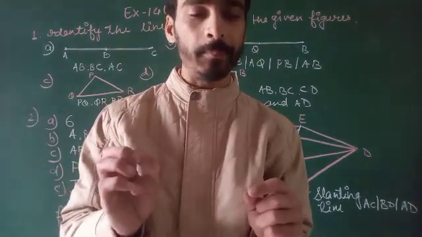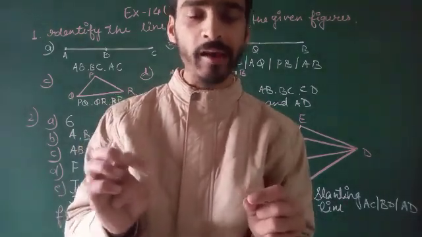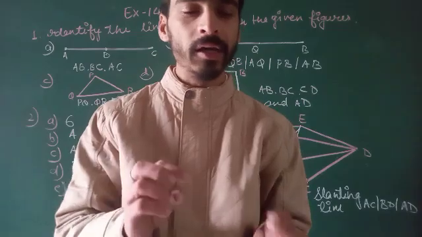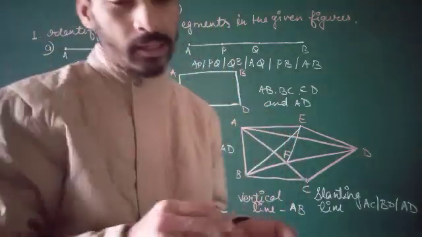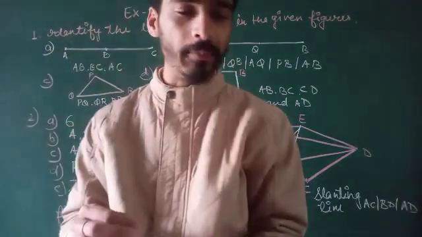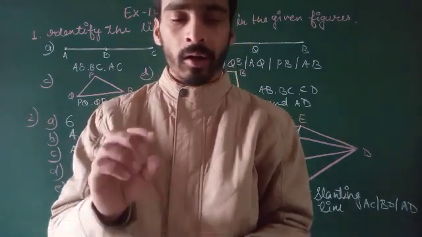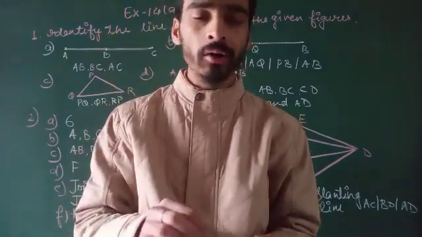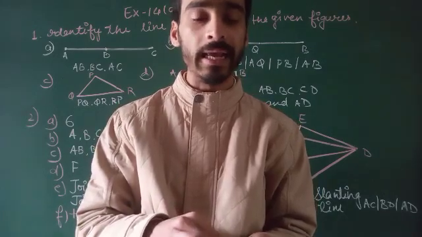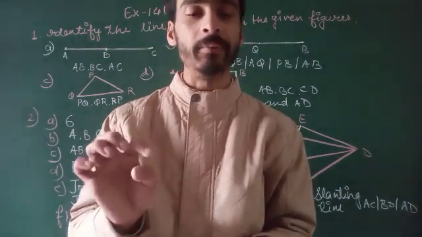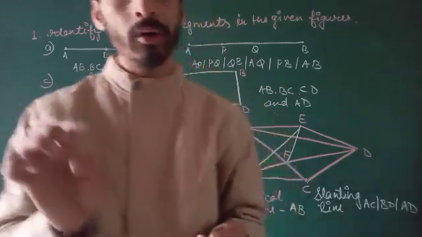The line AB is represented as AB with an arrow on both sides, while a ray AB is represented as AB with an arrow on a single side.